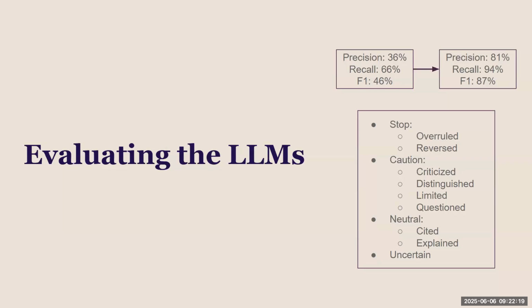We've now continued to expand our classes, and now we're working on the expanded 9 classes. As you can see on the bottom left corner here, this not only covers the things that we would deem as bad law, but also things that we should be cautioned about, like distinguished or limited, as well as some of the neutral stuff like just cited or explained.